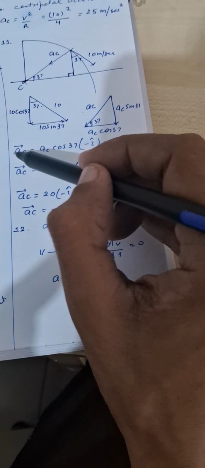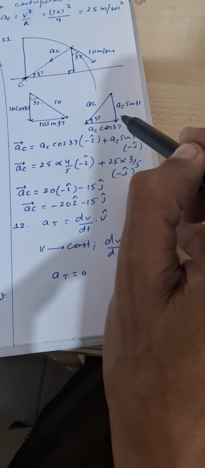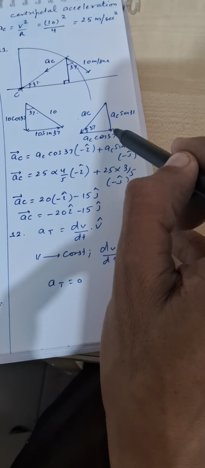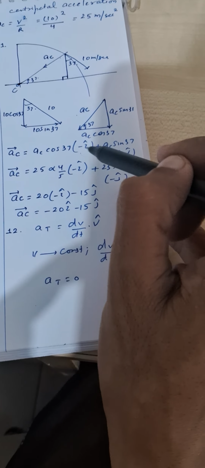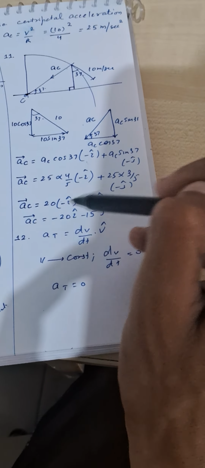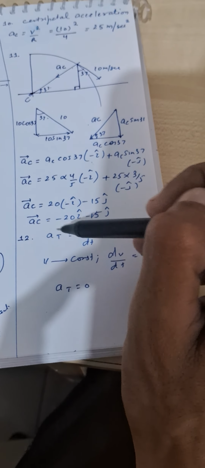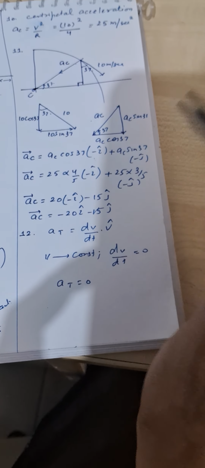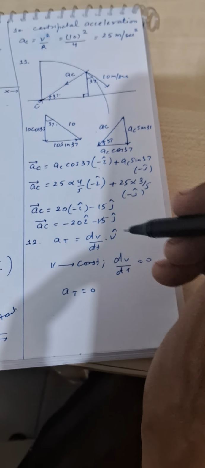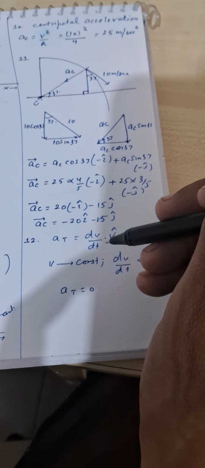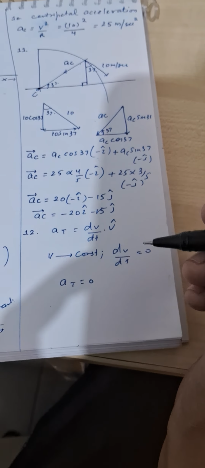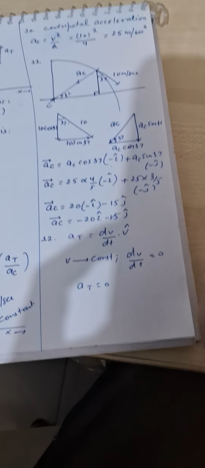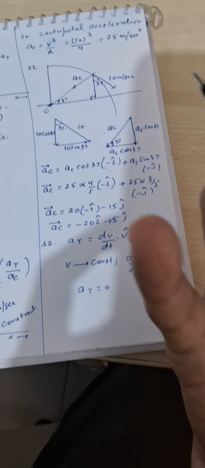If I write this vector, we can say that this is AC cos 37, and this corresponds to the negative x direction, given by minus i cap, and this corresponds to the negative y direction, with the unit vector minus j cap. If we calculate the values, centripetal acceleration finally comes out to be minus 20 i cap, minus 15 j cap. Next, we need to find the tangential acceleration, which is dv by dt into v cap, where v is the speed. Since speed is constant, dv by dt is 0, which corresponds to tangential acceleration as 0.